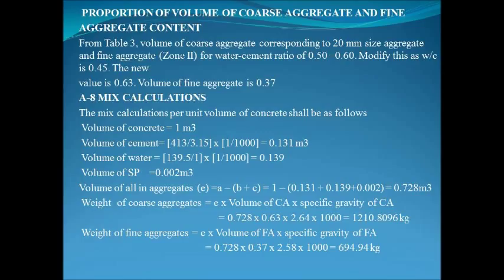Proportion of volume of coarse aggregate and fine aggregate content. From Table 3, the volume of coarse aggregate corresponding to 20 mm size aggregate and fine aggregate of Zone 2 for water cement ratio of 0.5 equals 0.60. Modify this for 0.40, and the new value we get is 0.63. Volume of fine aggregate is calculated as follows. Volume of concrete 1 meter cube.